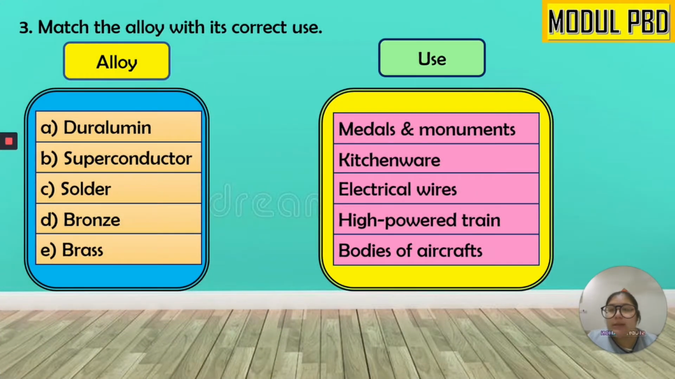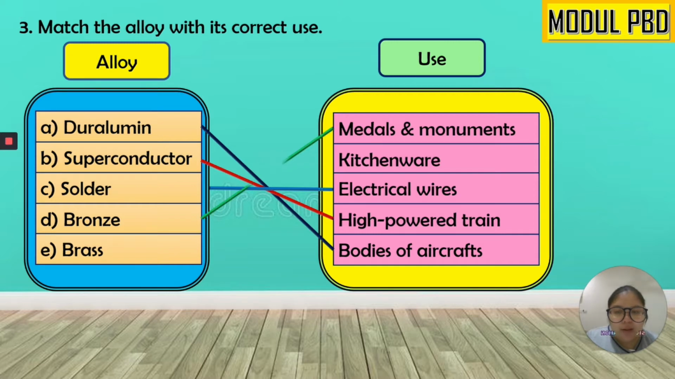Now we go to question number 3, where we need to match the alloy and the uses. The first one, duralumin, is normally used to build the bodies of aircraft. Number 2, superconductor, is used for high power trains. Number 3, solder, is used for electrical wires. After that, bronze is used for medals. And the last one, brass, is for kitchenware.